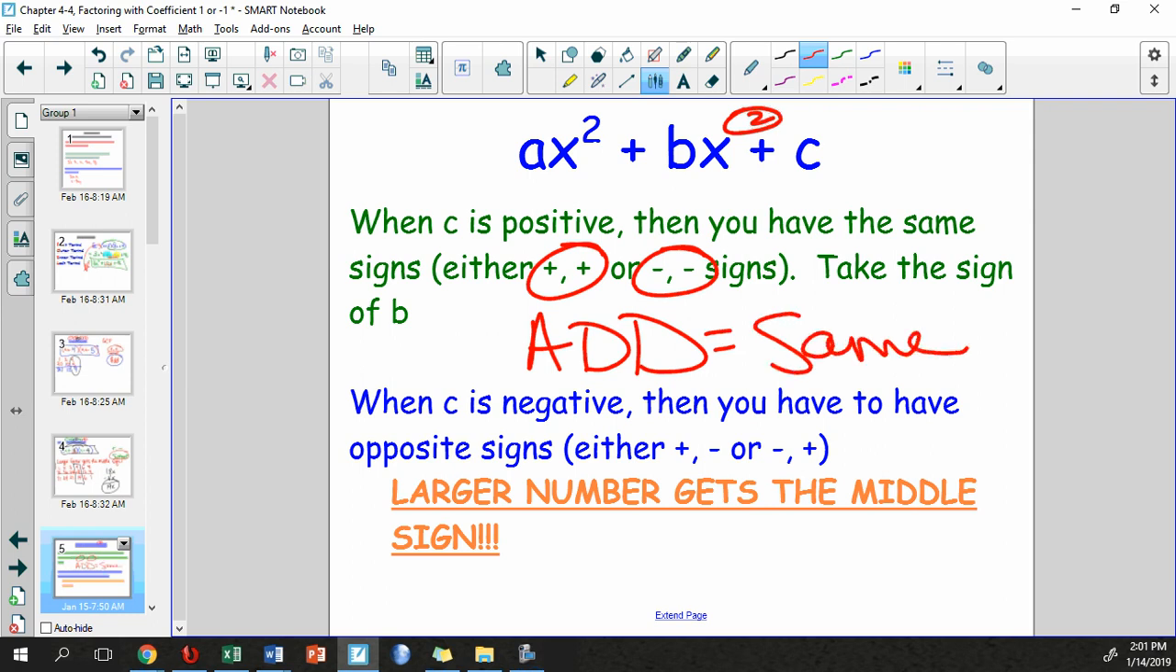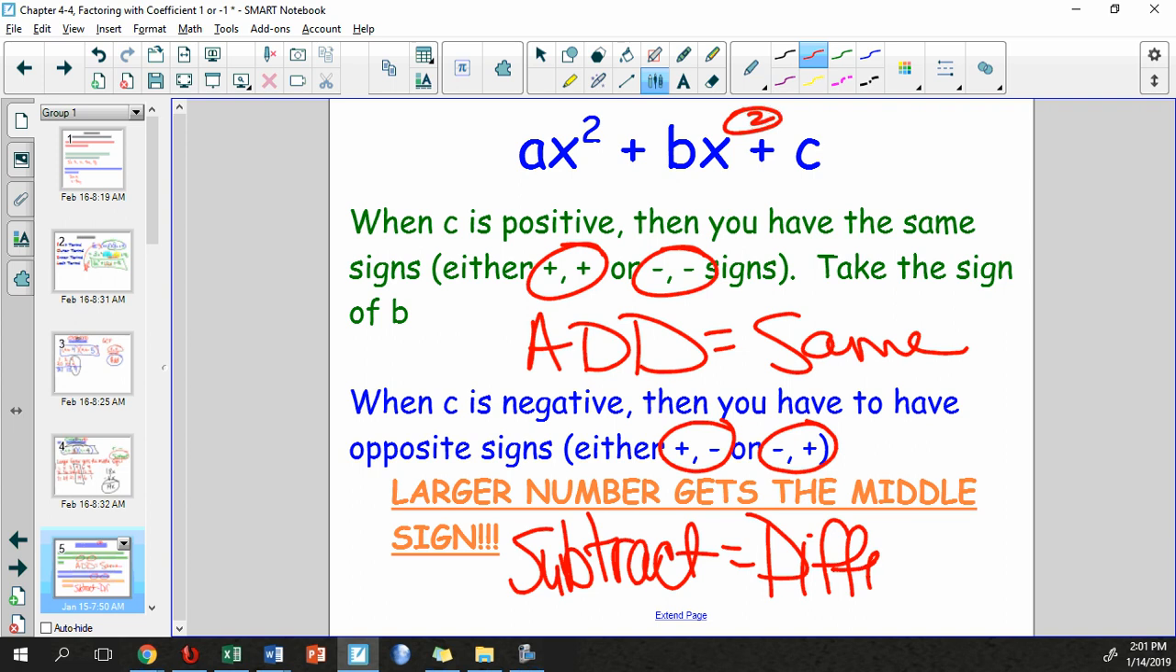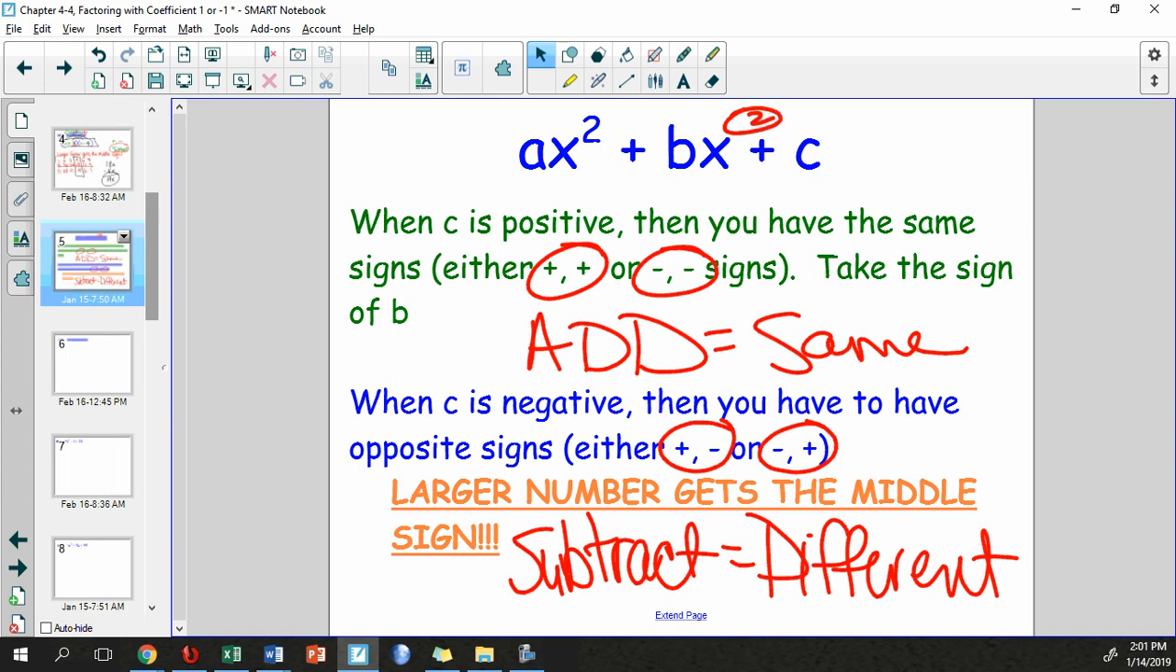When c is negative, that means your signs are going to be opposite. If your signs are different, you will subtract. Do we understand that? And that's everything I just put on the previous example. Okay, let's go ahead and do the next example here.